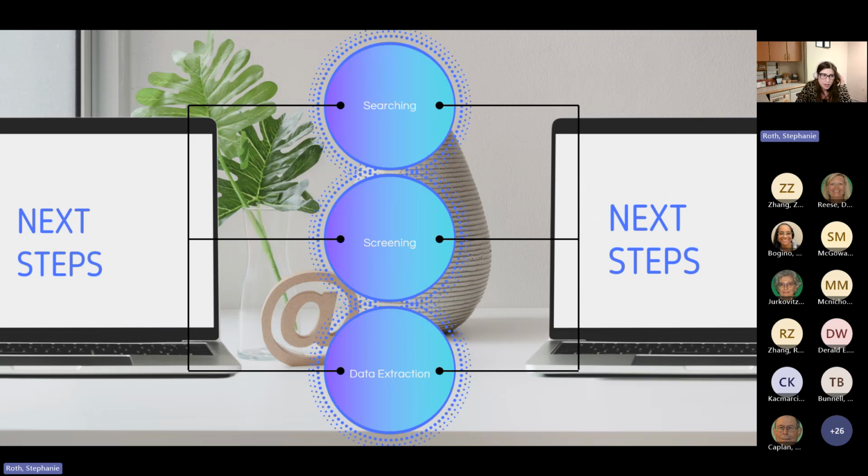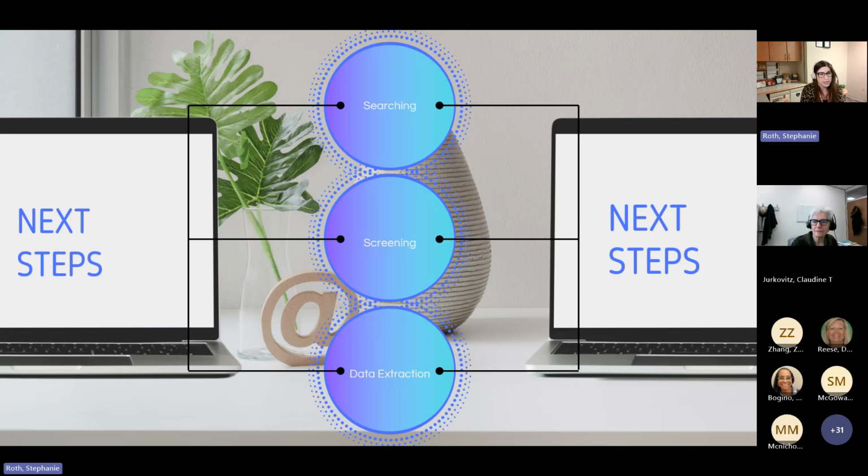Feel free to drop them in the chat. And feel free to unmute too if you would like. Or anything interesting up to this point that might change the way you conduct systematic reviews. Feel free to question, share. Oh, sure.